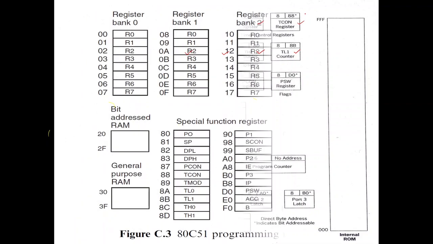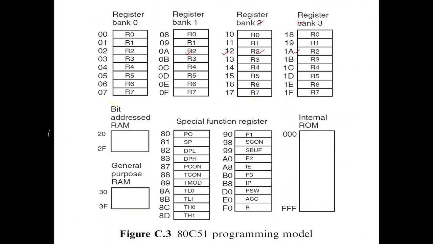After that, we can move inside the register memory locations. TCON gets the value 88, TMOD gets 89, TL0 gets 8A, TL1 gets 8B, TH0 gets 8C, and TH1 gets 8D. These are the memory locations provided for your timer registers. All of these are 8-bit registers.